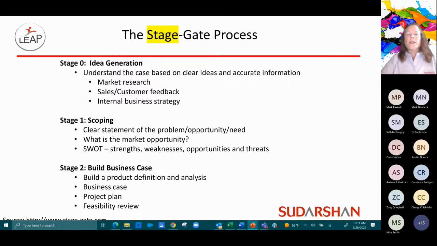Stages 0, 1, and 2 are probably the most key towards a successful project. They are ones that require a lot of upfront homework, and the more information that you can provide in each of these areas, the better and more successful the development program is going to be.